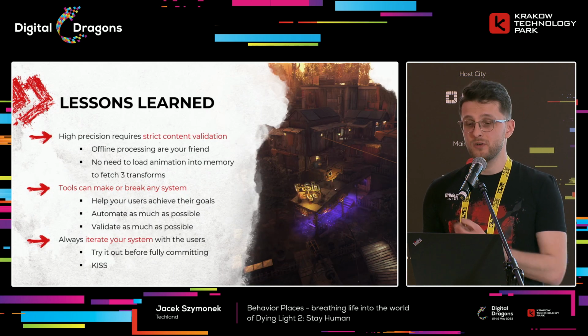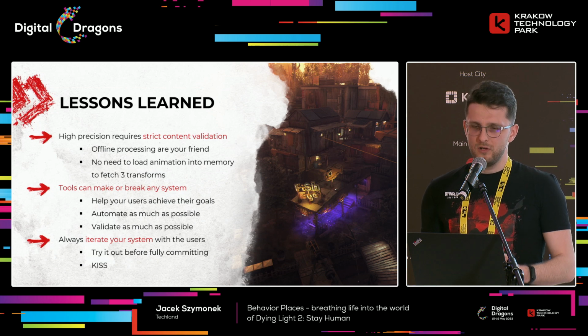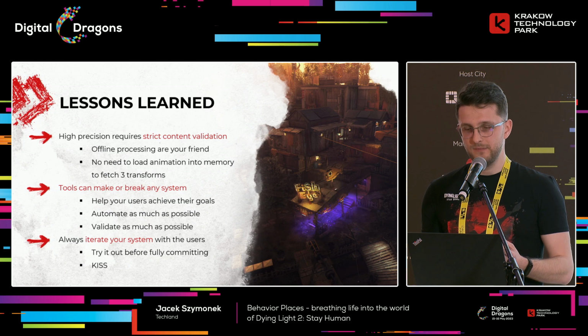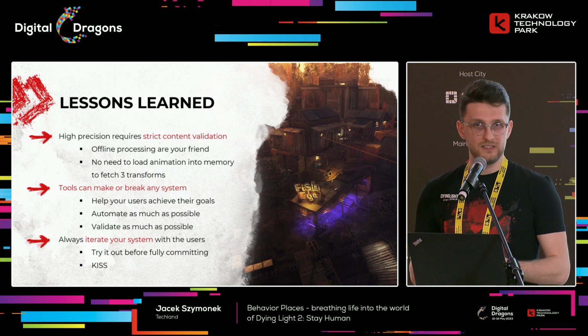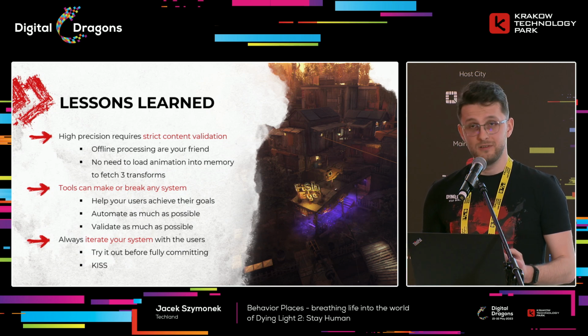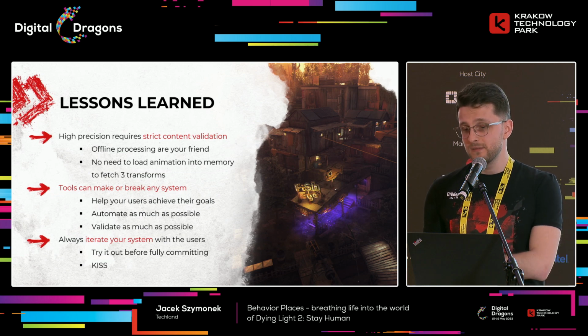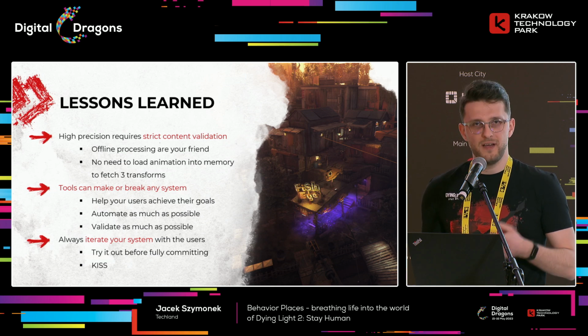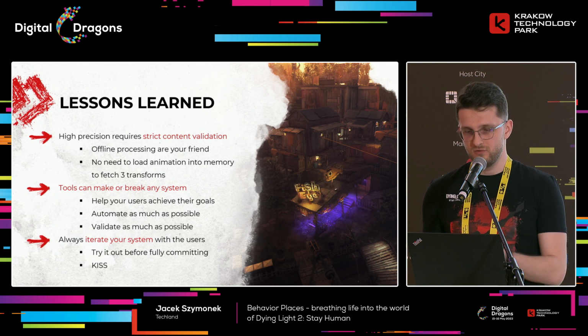Here are the most important things we've learned. So all content must strictly be validated if you want to achieve high precision. We've had cases where there was only a tiny amount of root motion in the looped activity animation, which caused the entire animation space to rotate 90 degrees after a couple of minutes, after a couple of loops. Also, to achieve great performance, you must use offline processes. We could build the activity graph during the game, but we would need to load 5 animations just to sample a few transforms.